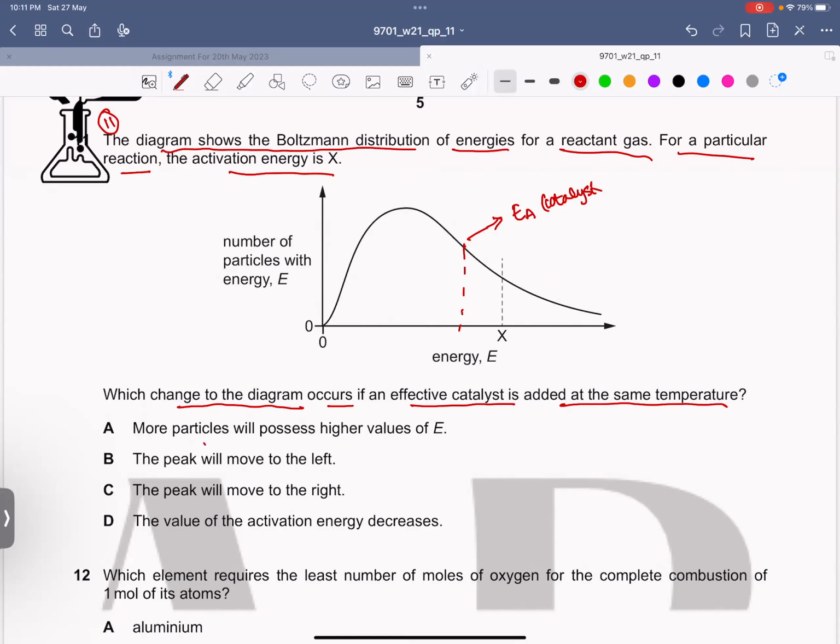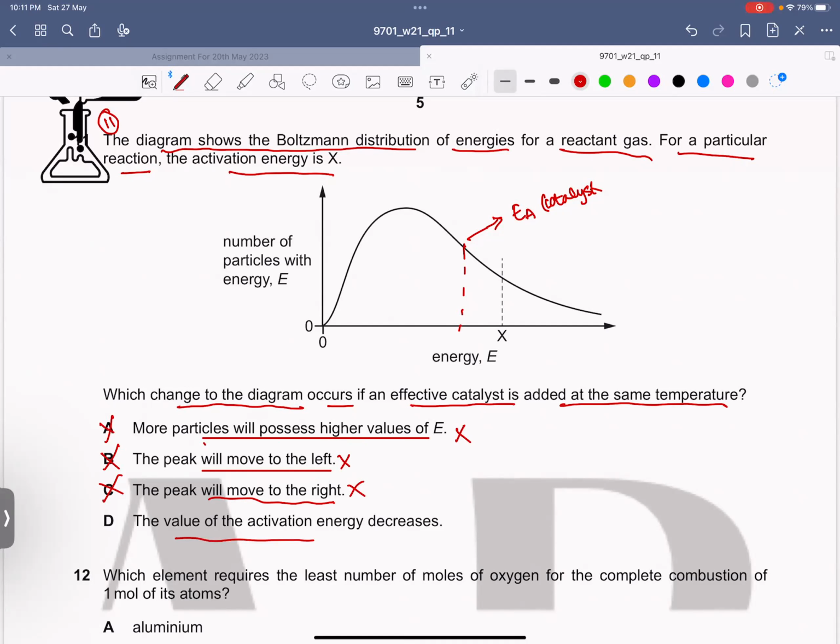So, more particles will possess a higher value of E. No, the particles' energy doesn't increase, so your statement A is wrong. The peak will move to the left. No, it is wrong, there is no change in the peak. The peak will move to the right. So this is also wrong. It means we are left with the last option, D, and it will be correct.